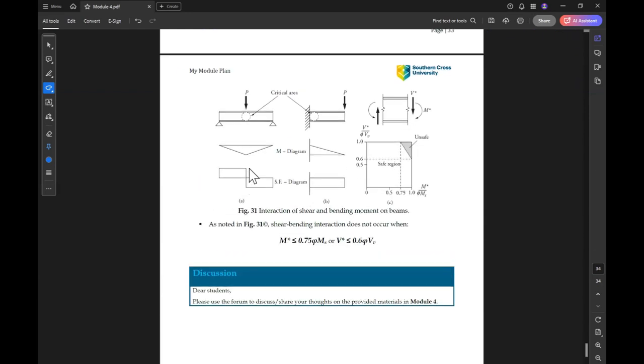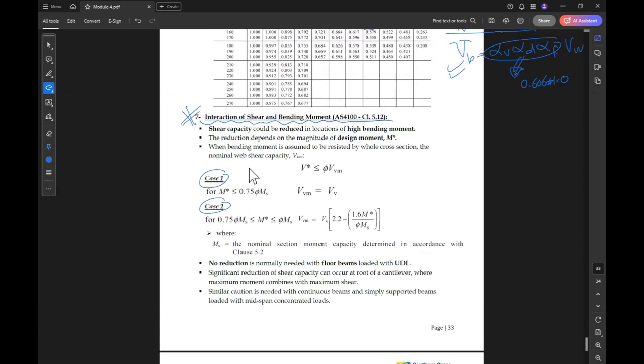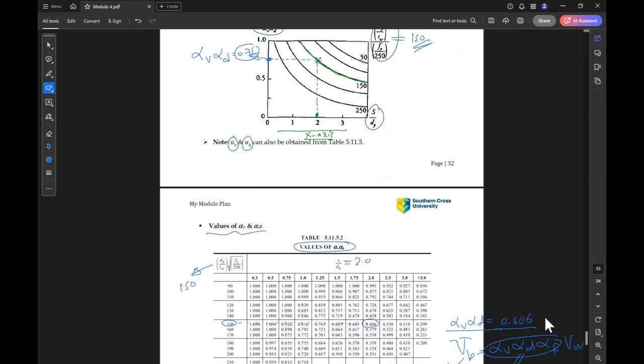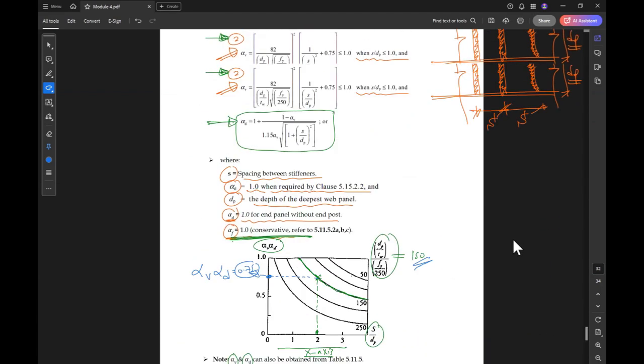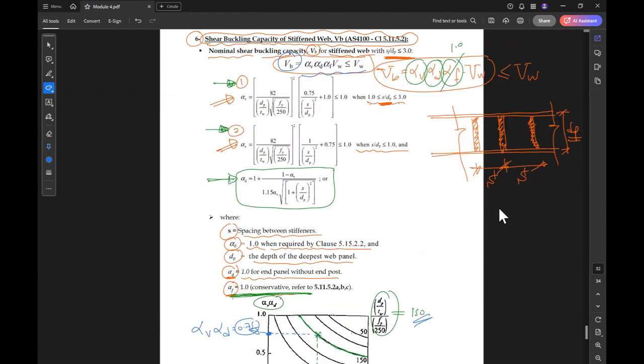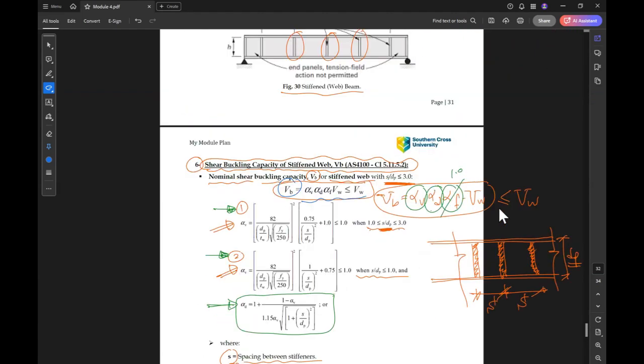Okay, and that's it for this module. Do you have any questions, guys, for the design procedure of bending or shear and compression and tension parts? Okay, no worries, no problem.